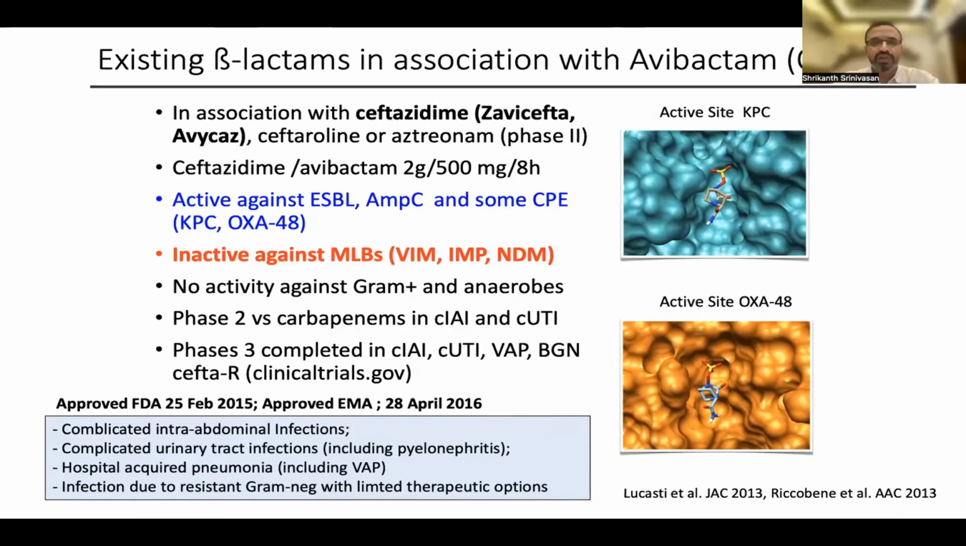It is undergoing phase 2 trials versus carbapenem in complicated intra-abdominal infections and complicated UTI, and phase 3 is already completed with regard to this. So it is approved since April 2016 by the FDA for intra-abdominal infections, urinary tract infections, hospital-acquired pneumonias, and infections due to drug-resistant gram-negative organisms, where the other options are limited.